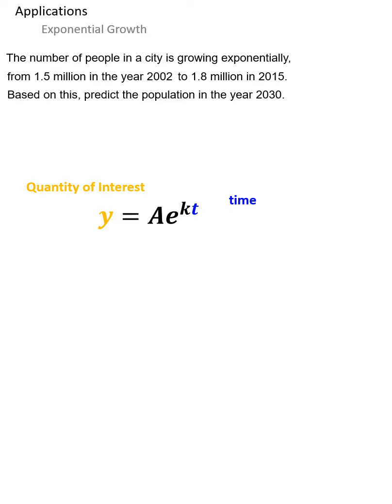T represents time, a fitting letter choice for such a variable. E is its usual value of 2.718 approximately. And A and K represent constants that will vary from problem to problem. We'll talk more about that later. Let's see how we can use this exponential growth model to solve this particular problem.